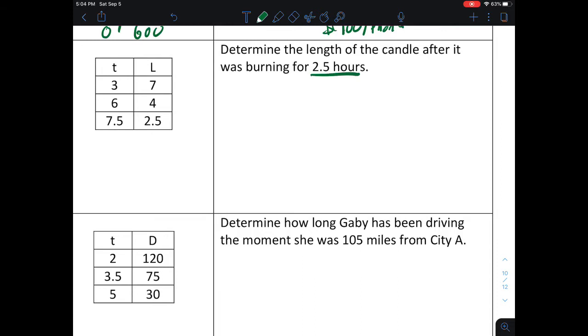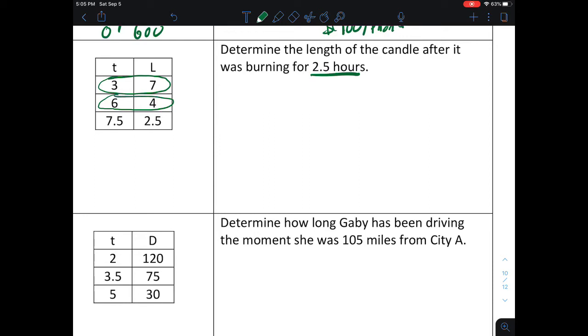And we don't have an equation to use. And the 2.5 is nowhere in my table. So what I'm going to have to do is try to see if I can make an equation. Or at least I have to start by trying to find the slope of this line. So I'm going to take 2 points. I'm going to find my slope.